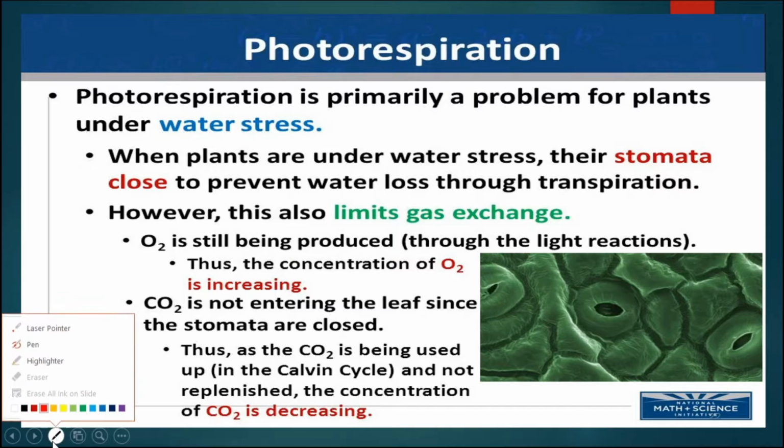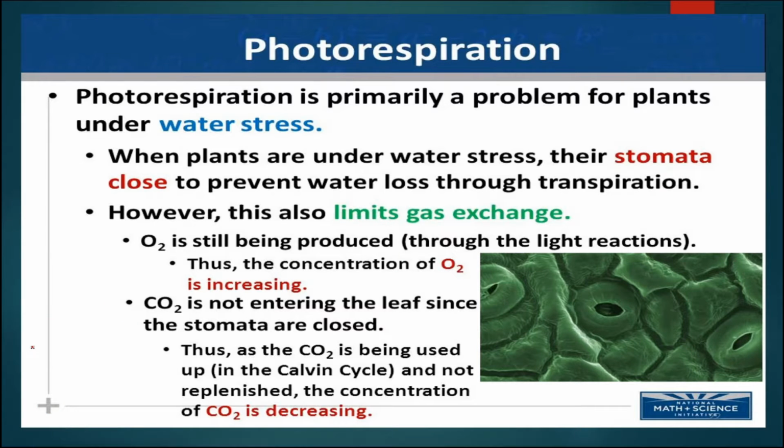This slide is showing the phenomenon of photorespiration. Photorespiration is a special feature which occurs mainly in C3 plants, and here it becomes a problem for the plant which is found in water stress, because here water is lost in this process. When the plants are under water stress, then the stomata close.